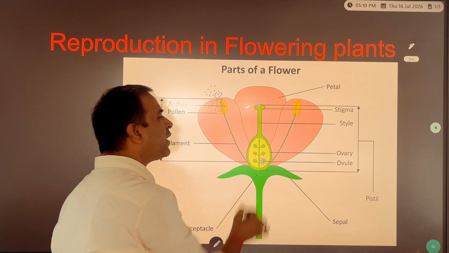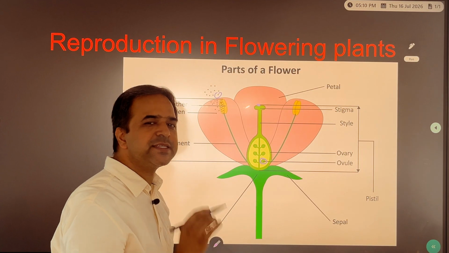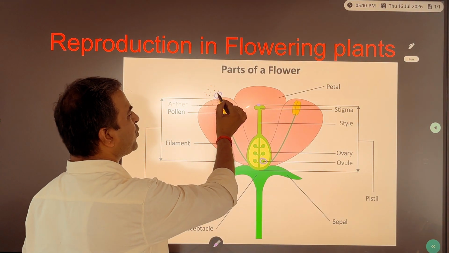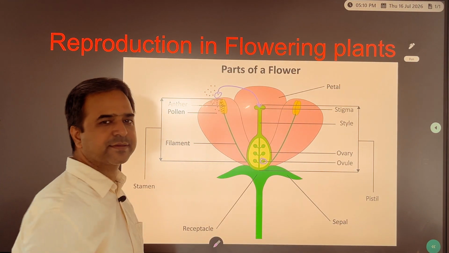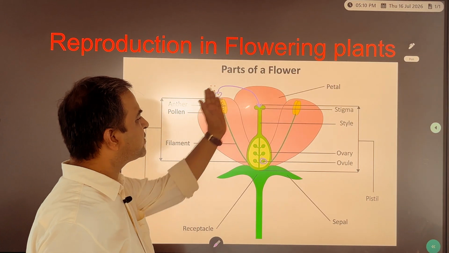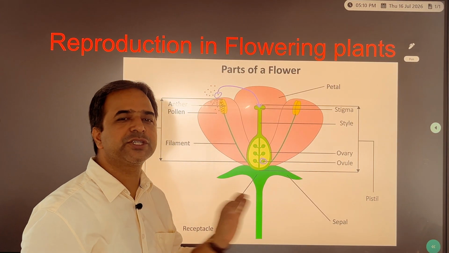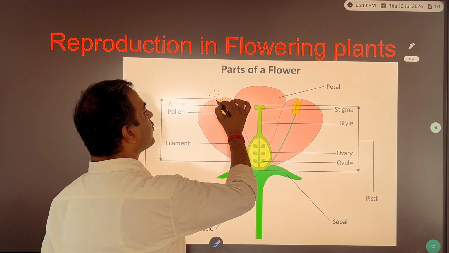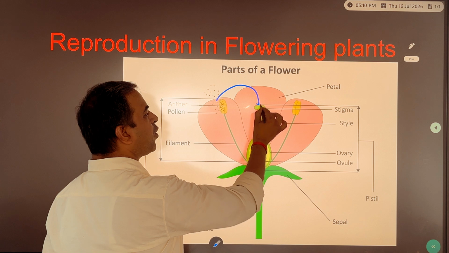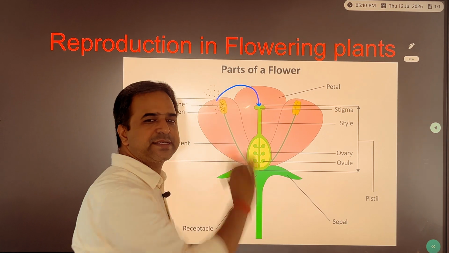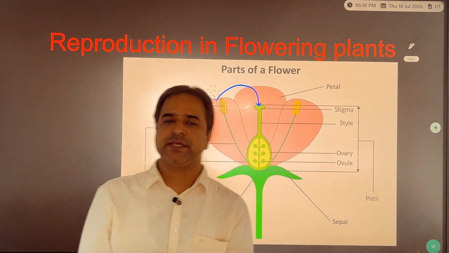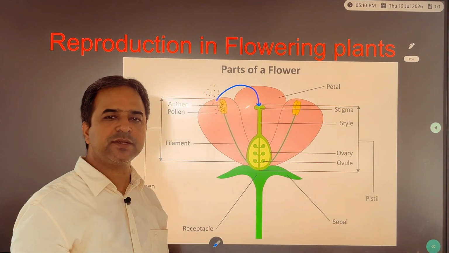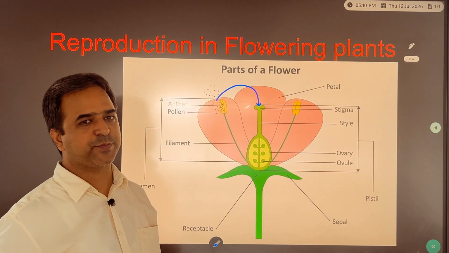So now this ovule has to be fertilized, and this fertilization takes place when this pollen grain is going to land on this. Now this is called pollination. We can define pollination as the transfer of pollen grain from anther to the stigma. Now this pollination is of different types. It can be self-pollination or it can be cross-pollination.